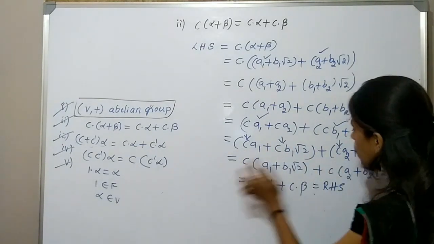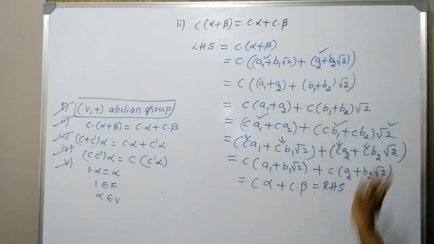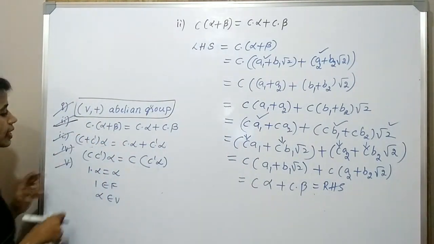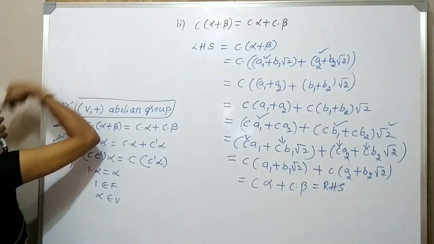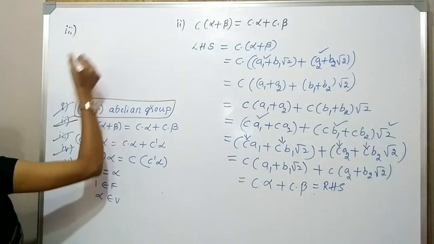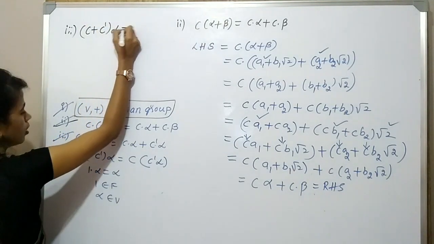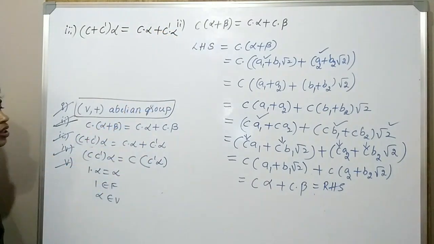From this, c is common, and from this also c is common. We remain with c alpha plus c beta. Is it okay? So this is over. Next condition, c plus c dash into alpha. Now I am taking the third condition. What is that third condition? The third condition is (c plus c dash) into alpha is equal to c dot alpha plus c dash alpha.